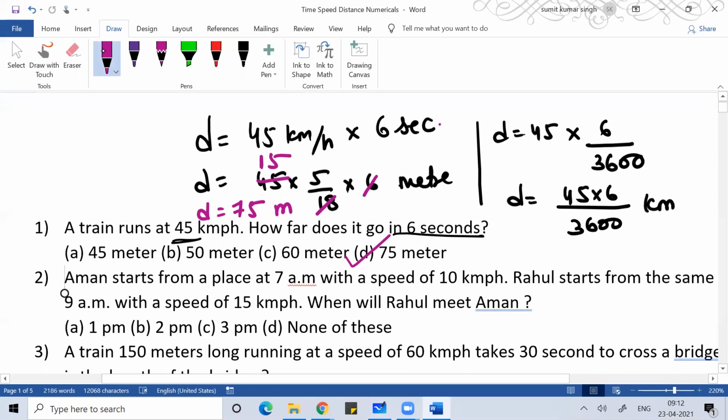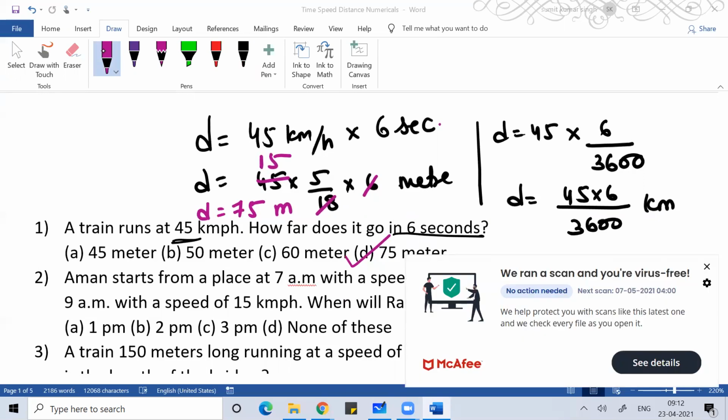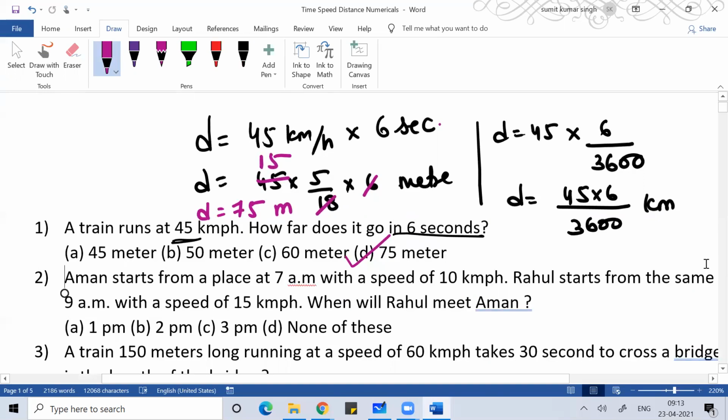So here in this problem it is given that the train runs at 45 kilometer per hour. How far does it go in 6 seconds? Here I can find my distance either in meter or in kilometer. But if you observe the options, all the options were given in meter. So it would be better to convert our speed, which is given in kilometer per hour, into meter per second, and then we can find our distance in meter. I hope everyone understood this.